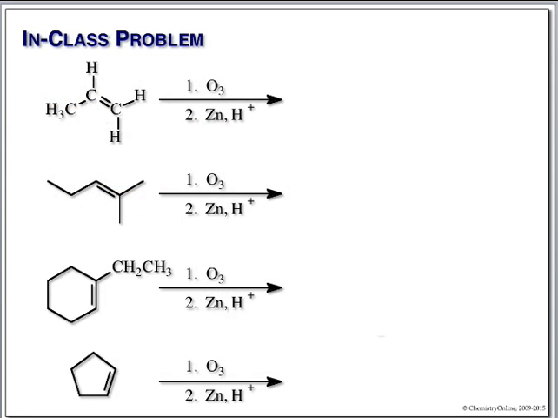Let's do some simple reactions here. Remember, all you're going to do is split your carbon-carbon double bond, put a carbonyl on each carbon, and that's your product. In our first one, we're simply going to split right here. We have a CH2, that's going to be formaldehyde. This is going to be another aldehyde, acetaldehyde, methyl group and hydrogen. And here are our products. Just simply split across the double bond.